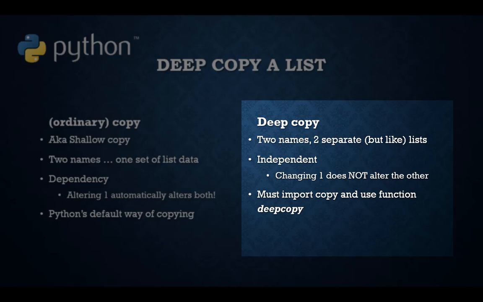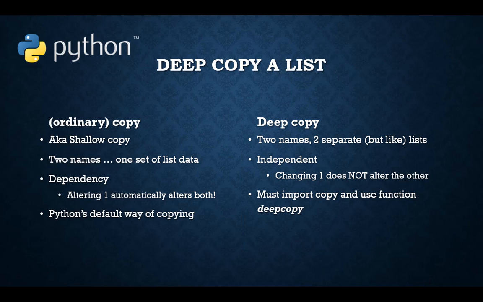In order to do a deep copy, where we have two names with two separate but identical lists, we must use the import copy and do a deep copy function. These will produce independent lists. Changing one will not alter the other. Let's look at some code.